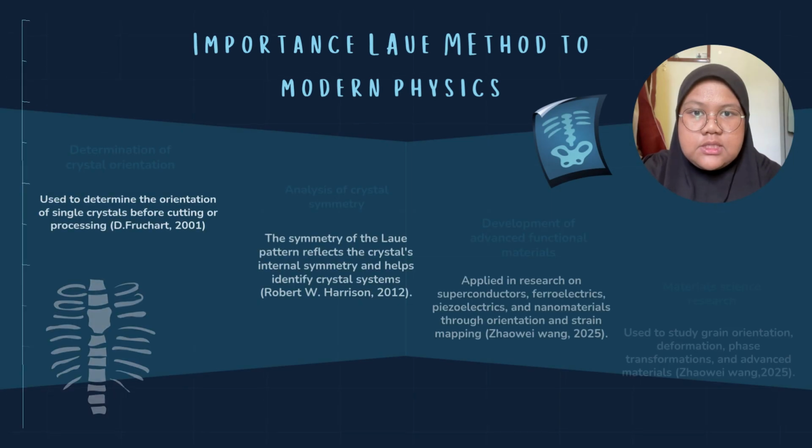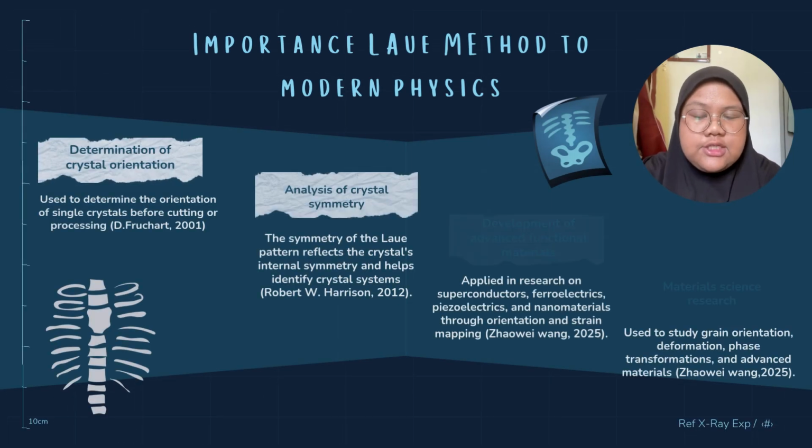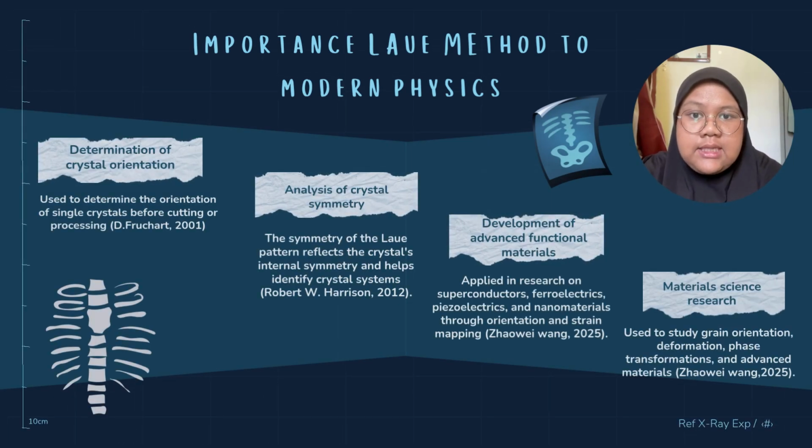The first importance of the Laue method is determining crystal orientation. By analyzing the diffraction pattern produced when X-rays pass through a single crystal, scientists can accurately identify crystal orientation. This is especially important before cutting or processing crystals for scientific experiments, semiconductor devices, and optical components because the crystal orientation directly affects their performance.